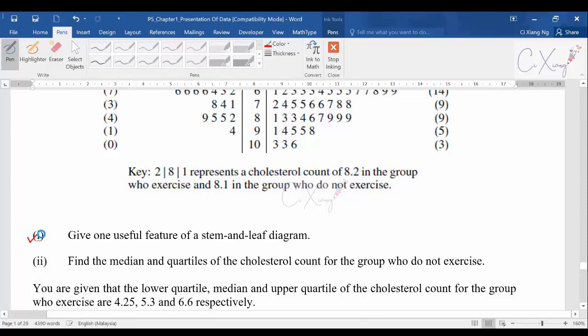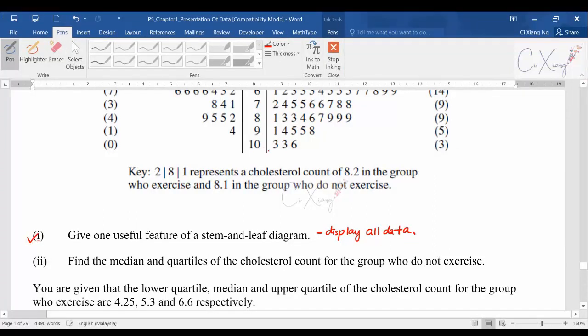The first one asks for one useful feature of a stem and leaf diagram. Usually when they ask you what the advantages or the useful feature of the stem and leaf diagram are, the answer is always standard. You can just write out that it displays all the data.